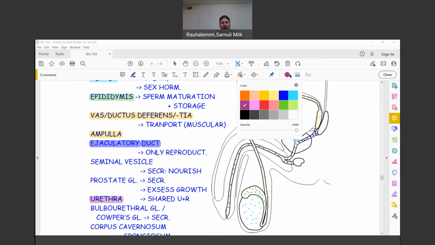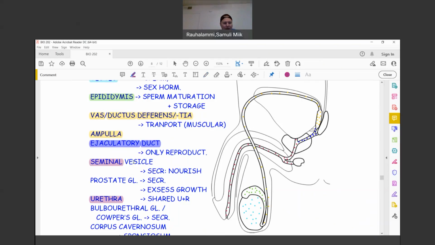What I'd like to do next is talk about a few glands that are going to be important. And we're going to start with the seminal vesicle. Oh, I didn't mean to use that color. Let's change the color just to make it a little easier to follow.